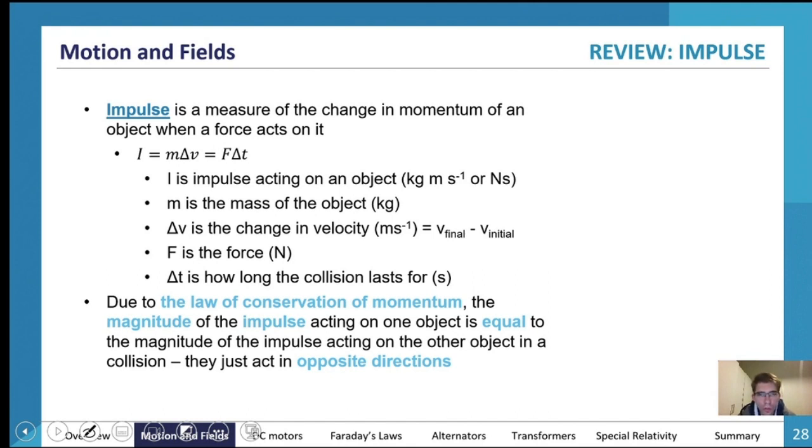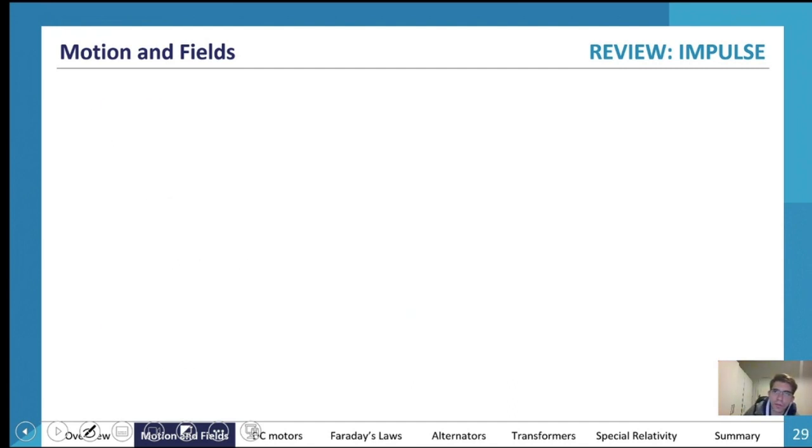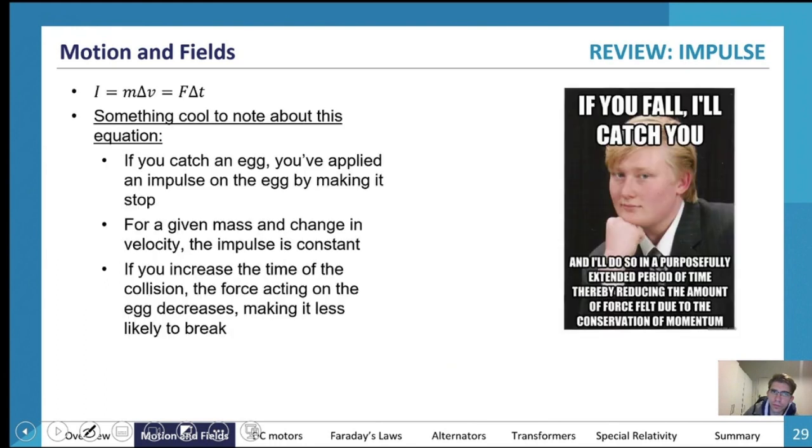Due to the law of conservation of momentum, the magnitude of the impulse acting on an object is equal to the magnitude of the impulse acting on the other object in a collision. They just act in opposite directions. So something cool to note about this. If you catch an egg, you've applied an impulse on the egg by making it stop. For a given mass and change in velocity, the impulse is constant.